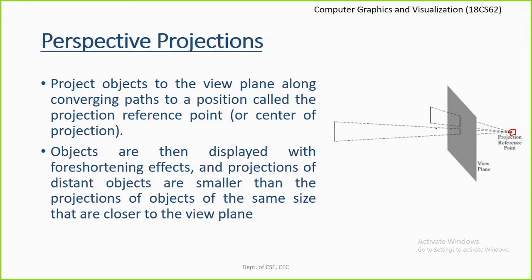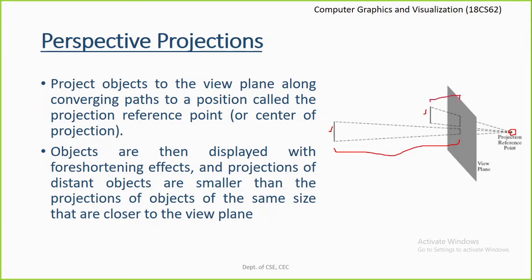Objects are then displayed with foreshortening effects, and the projections of distant objects are smaller than the projections of objects of the same size that are closer to the view plane. It's very clear from this diagram. Both these lines are almost of the same size. Do you observe that? But since this line is farther away from the view plane, its projection will be of a smaller size. Do you observe that the distance is more here? The projection of this line will appear smaller, whereas a similar length of line placed closer to the view plane will appear larger. That is because the distance is shorter here.